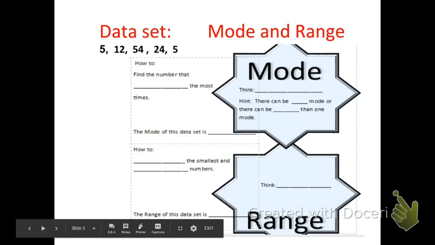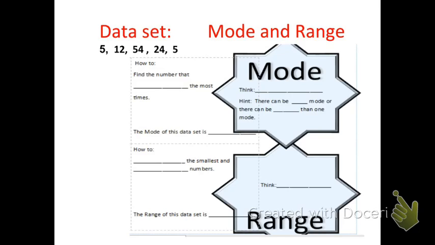Okay, so next we have mode and range. So for mode, think most often. Hang on. Waiting for my pen to come up. There we go. You can think most often, most frequent, most repeated. All of those are the same thing. So mode, most.